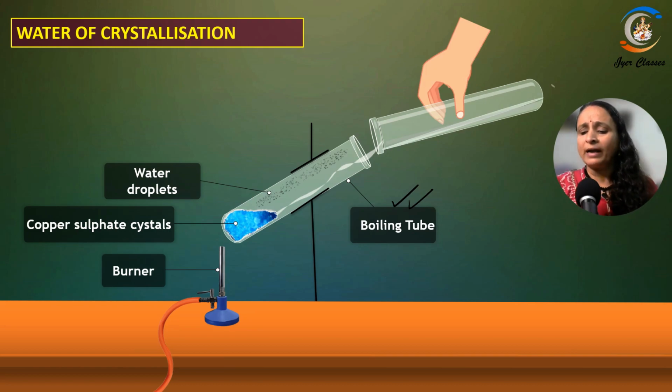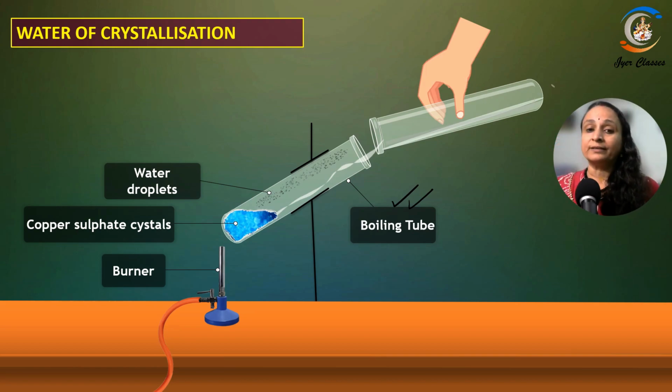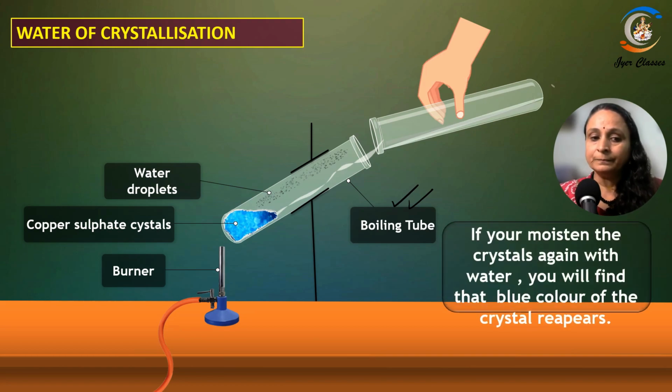What you do is, once this salt has become white, after all the water of crystallization is gone, you add a few drops of water back into it. तो ये जो सफेद कलर का सॉल्ट बन गया था ना, ये वापस से आपका ब्लू कलर में कन्वर्ट हो जाएगा. क्लियर? सो वाटर ऑफ क्रिस्टलाइजेशन सॉल्ट का स्ट्रक्चर को ही बदल देता है ना?